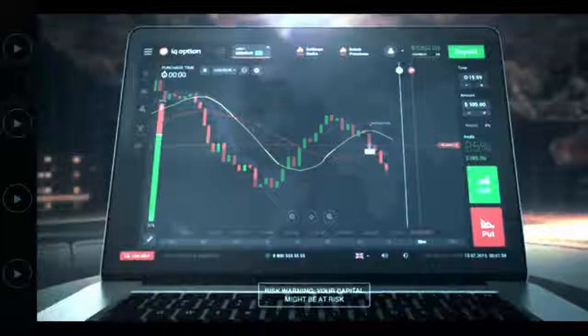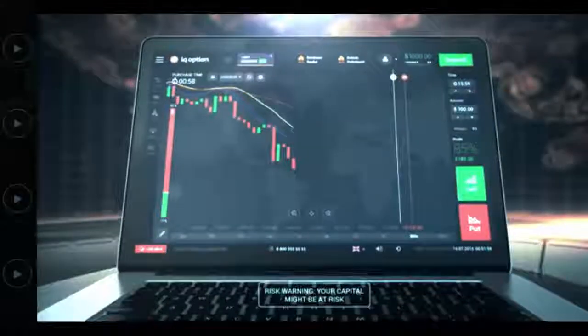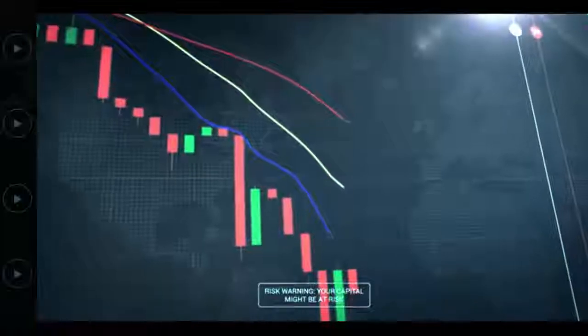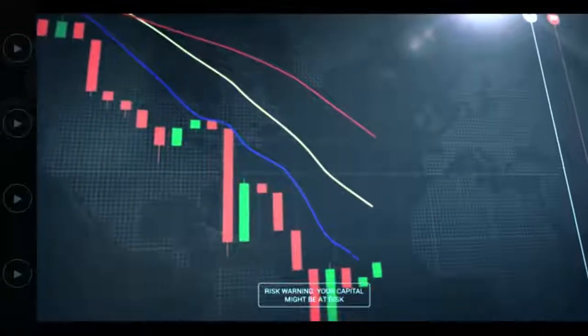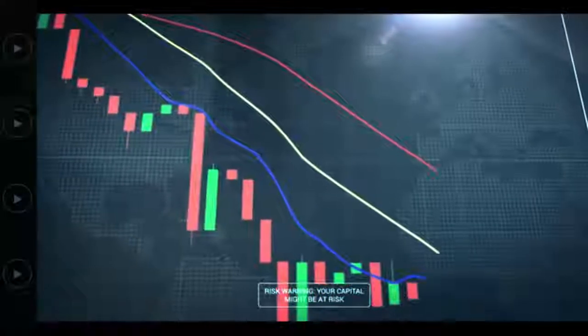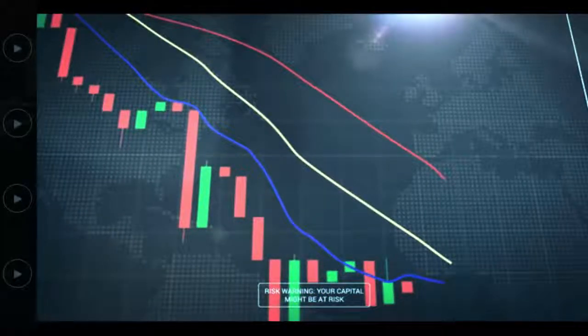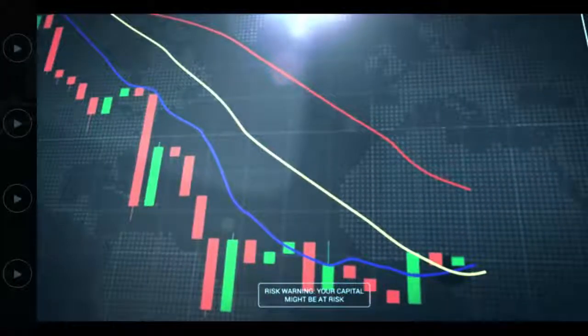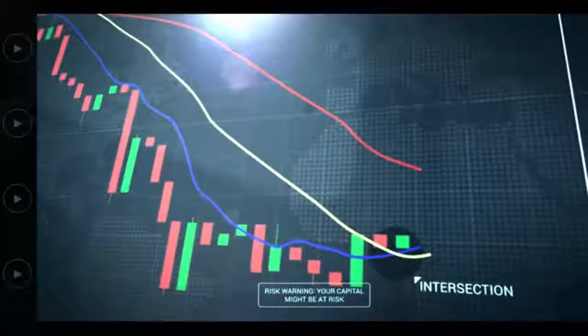The probability of price increase is higher if blue line with the period of 6 is below all others, yellow line with the period of 14 is above the blue line, red line with the period of 26 is above all others. The intersection of the blue line with the period of 6 and the yellow line with the period of 14 is, for most traders, the point of access onto the market and of purchasing the option.